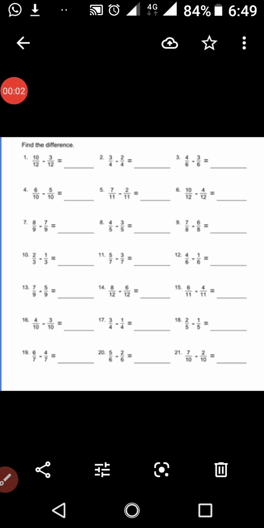Today's homework, children. Here I gave 21 questions. Find the difference, which means you have to do the subtraction. If you observe, all the denominators are the same for each question. For the first question, 10 by 12 minus 3 by 12. Here the denominators are the same, so we can say these types of fractions are like fractions. Now we have learned how to add and how to subtract like fractions. So do all these questions in the homework book. Okay.